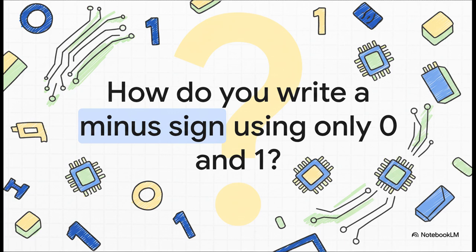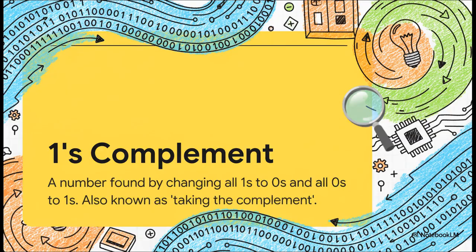Without a special symbol for minus, how can a machine possibly know the difference between, say, +5 and -5? It needs a system, some kind of clever convention. So one of the first ideas people came up with was something called ones complement. The process itself is super simple. To make a number negative, you just flip all its bits. Every 1 becomes a 0, and every 0 becomes a 1. It's a really straightforward first attempt, but it's got a hidden flaw.